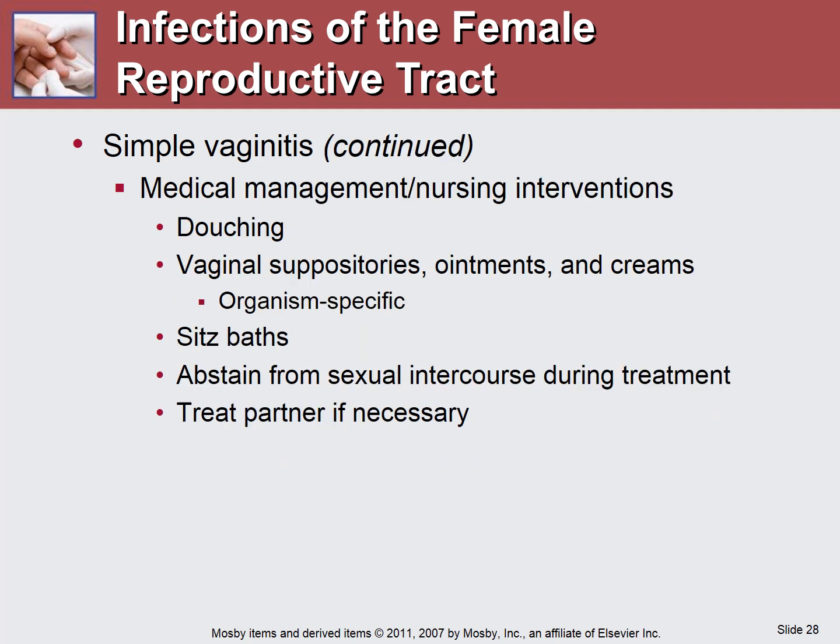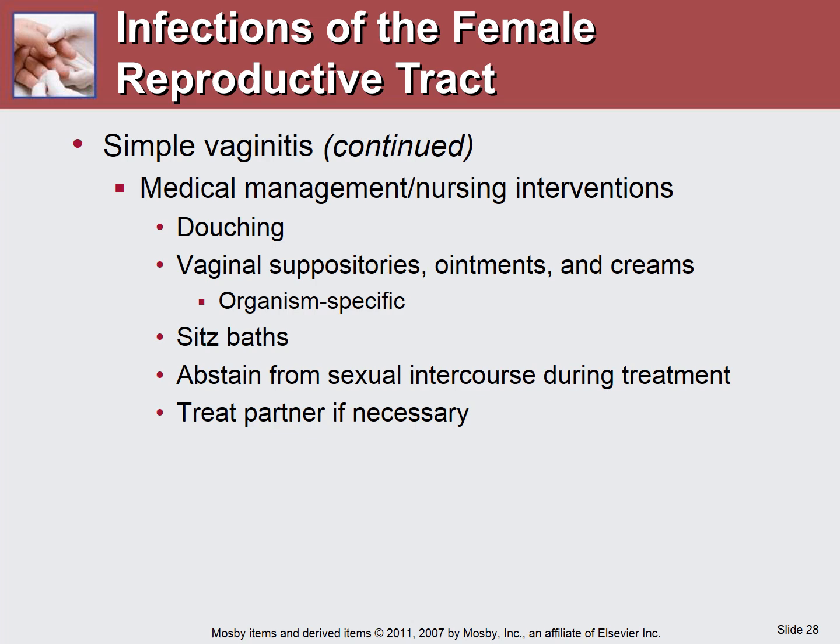Next slide. If the patient is having a malodorous, copious amount of vaginal secretion, douching is encouraged. Usually douching is not encouraged because it changes the normal flora. We can use vaginal suppositories, ointments, and creams to treat the specific organism. For example, if it's candidiasis, we use nystatin, an antifungal drug. A sitz bath can help, and we encourage the patient to be abstinent from sex during the treatment. Treat the partner if necessary, for trichomonas, since those are sexually transmitted.